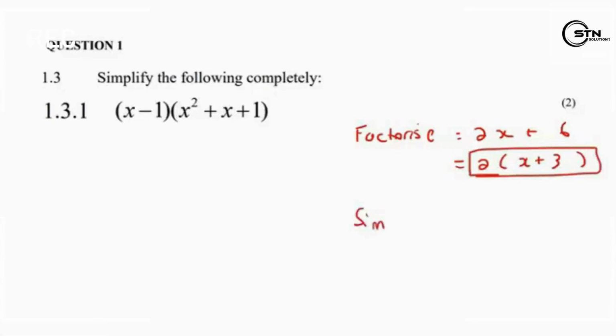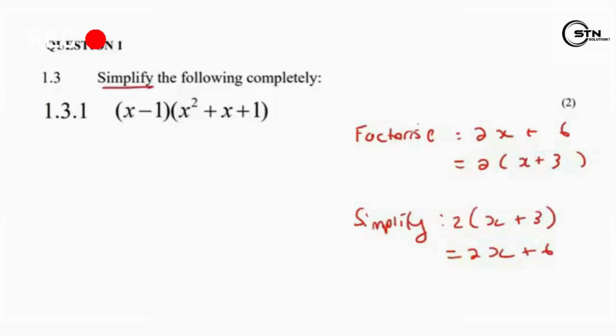When you simplify, you do the opposite. So when you simplify, you multiply the brackets out, and so you end up with 2x plus 6. So your answer won't have brackets. But when you factorize, your answer does have brackets. So when they say simplify, we're going to get rid of the brackets by multiplying these two together. So how do we do this?